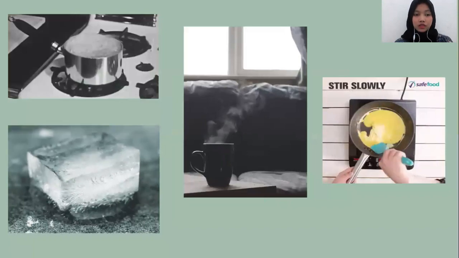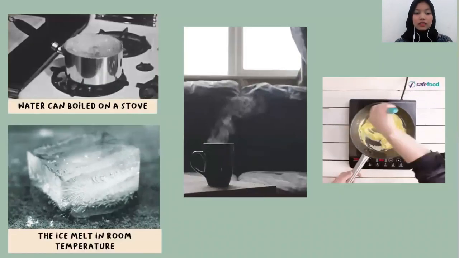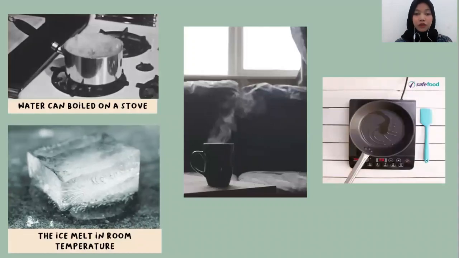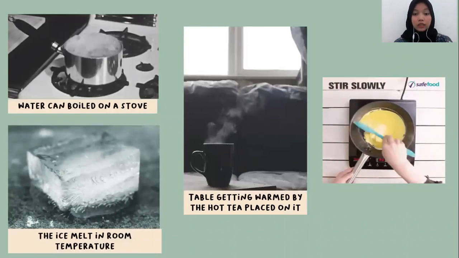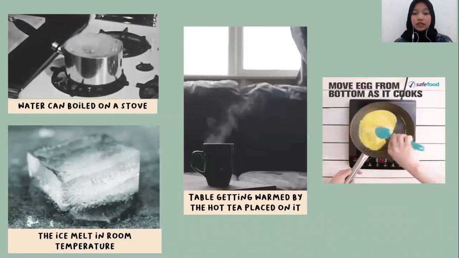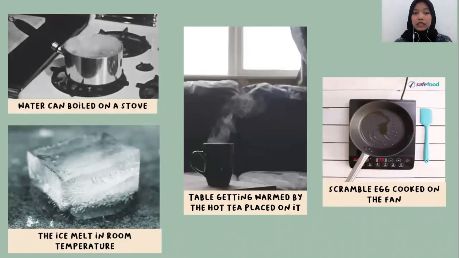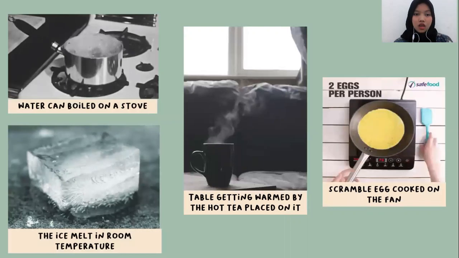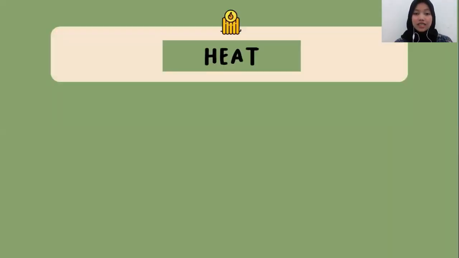Okay, let's get started. Here I have several pictures. The first picture is water boiling on the stove. The second is ice melting at room temperature. The third is the table getting warm from the hot tea placed on it. And the fourth is scrambled egg cooking on the pan. I believe you are familiar with these pictures. But the question is, what causes those things to happen? Do you know the answer? The answer is because of the heat.